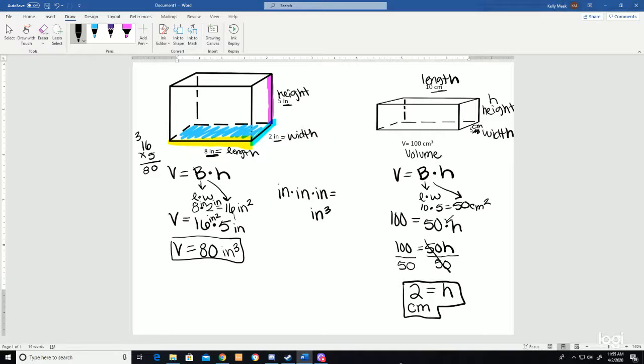Now remember, guys, that when we go to solve these equations, you can also think in your head, what does h have to be that when I multiply it times 50, it gives me 100? Well, 50 times 2 gives you 100. So that's another way to solve those equations, just using some number sense. Alright, well, this was our quick tutorial over how to solve for volume.